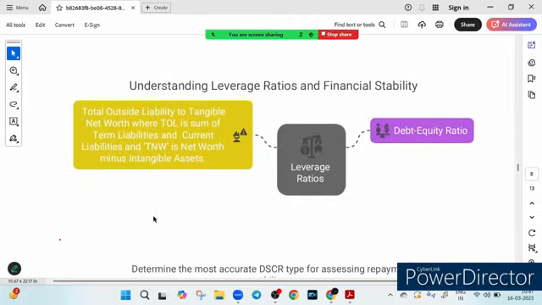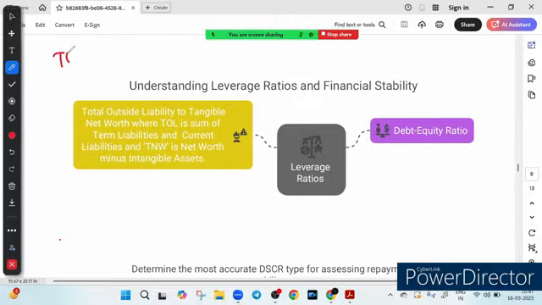Then we have the next kind of ratio, which we call the leverage ratio. In the world of finance, understanding leverage ratios is very crucial to understanding a company's financial health and risk level. The first kind of leverage ratio is called total outstanding liability to tangible net worth. So how to remember it?